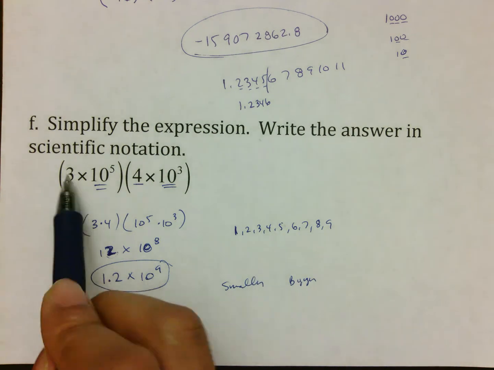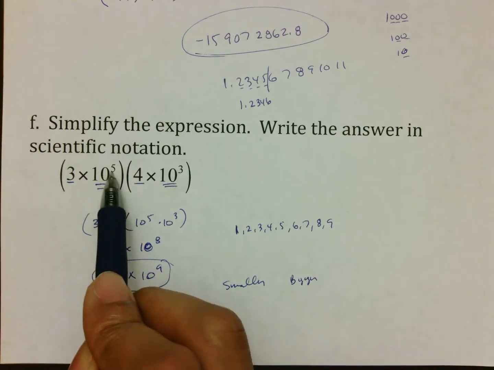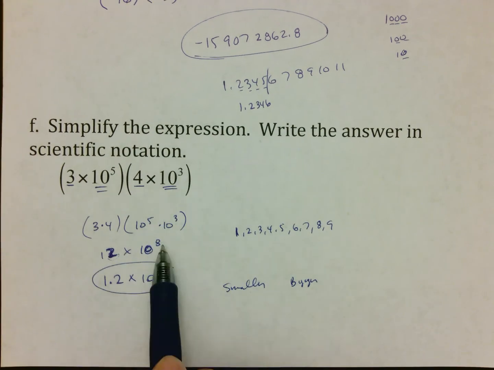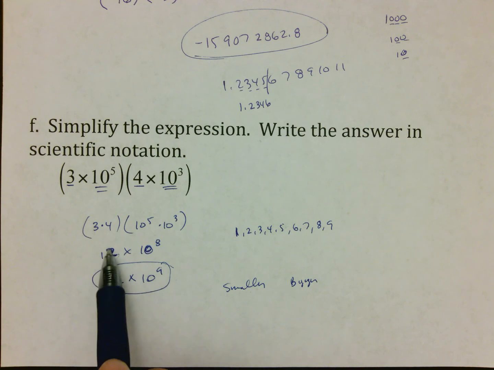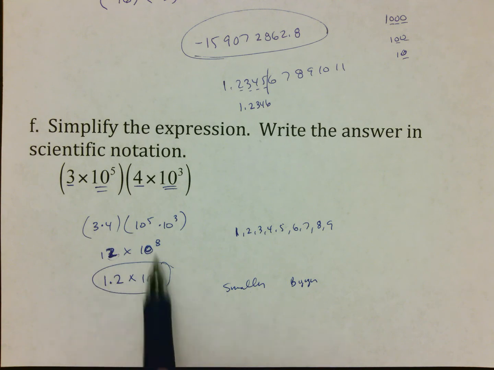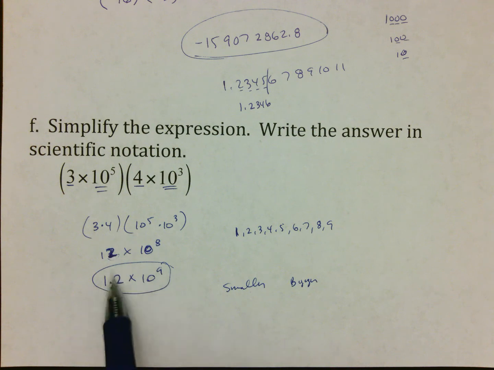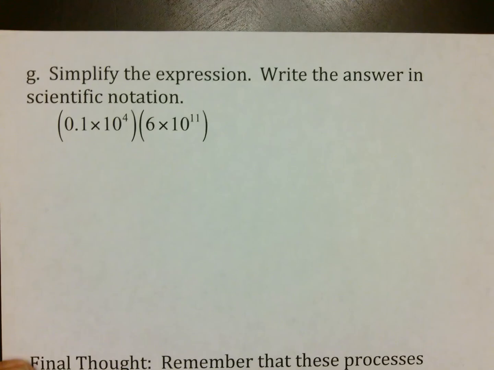You do the initial work. 3 times 4 is 12. 10 to the 5th, 10 to the 3rd makes 10 to the 8th. But since that is not the general form, you adjust the number and then you offset that adjustment. If that number gets bigger, that must get smaller. If this gets smaller, that must get bigger. And you just kind of offset it, kind of like you would a seesaw. One side goes down, the other side goes up, and that is where the balance is.